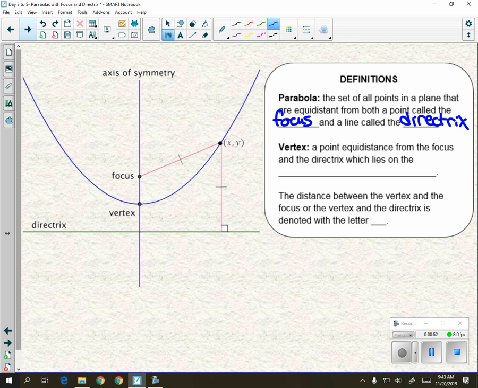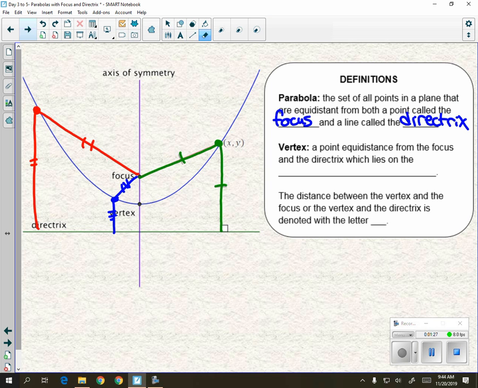If I take any point on your parabola, this one for example, and I go straight to the focus, the point, and straight to the line, the directrix, these two values are congruent. If I take another point on my graph and go straight to the focus and straight to the directrix, they're equivalent. Anywhere you go on this graph, the focus and the directrix will be the same distance away. And when you take all of those points, you end up with a parabola.